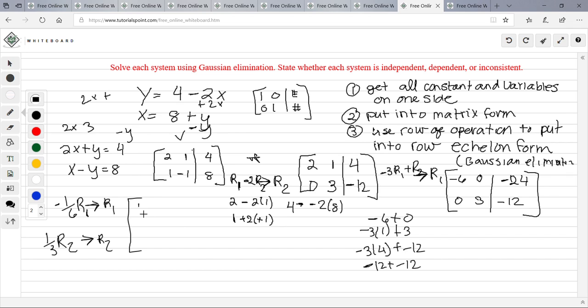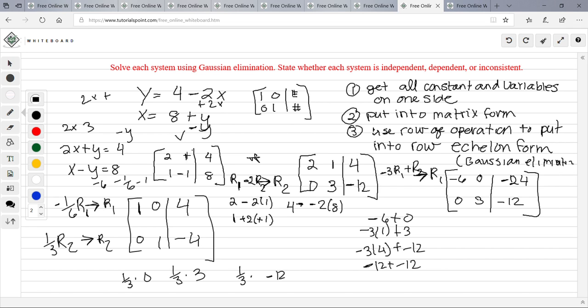So this is going to be positive 1, because negative 6 times negative 1/6 is positive 1, right? And then negative 1/6 times 0 is still 0. And then negative 1/6 times negative 24 is positive 4. And then for row 2, we're using this row, this matrix. Row 2 is 1/3 times 0 is 0. 1/3 times row 2, so we have a 3 here, right? That's going to be 1. And then 1/3 times negative 12, which is negative 4.